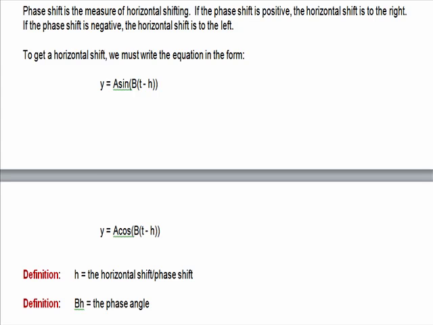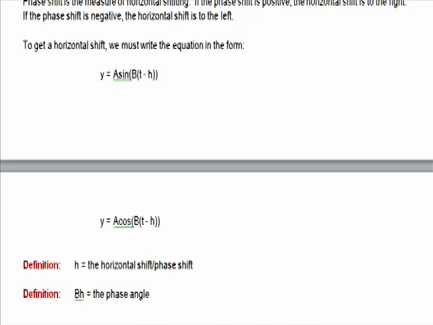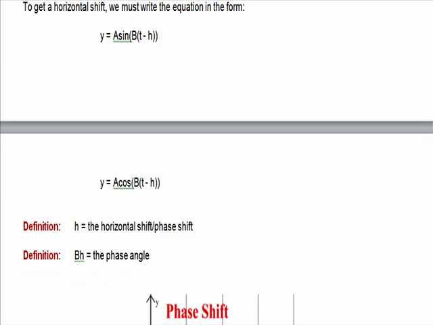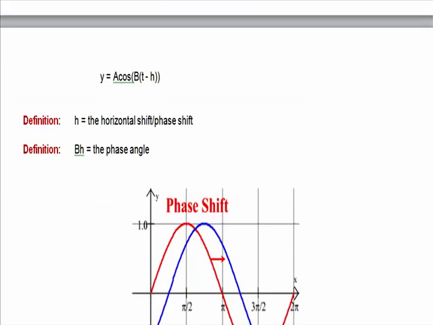You'll notice the b was separated from the t. The t will be the variable, so I need to factor that out. Once I do that, the h is the horizontal shift or phase shift, and the b times h is what we'll call the phase angle.